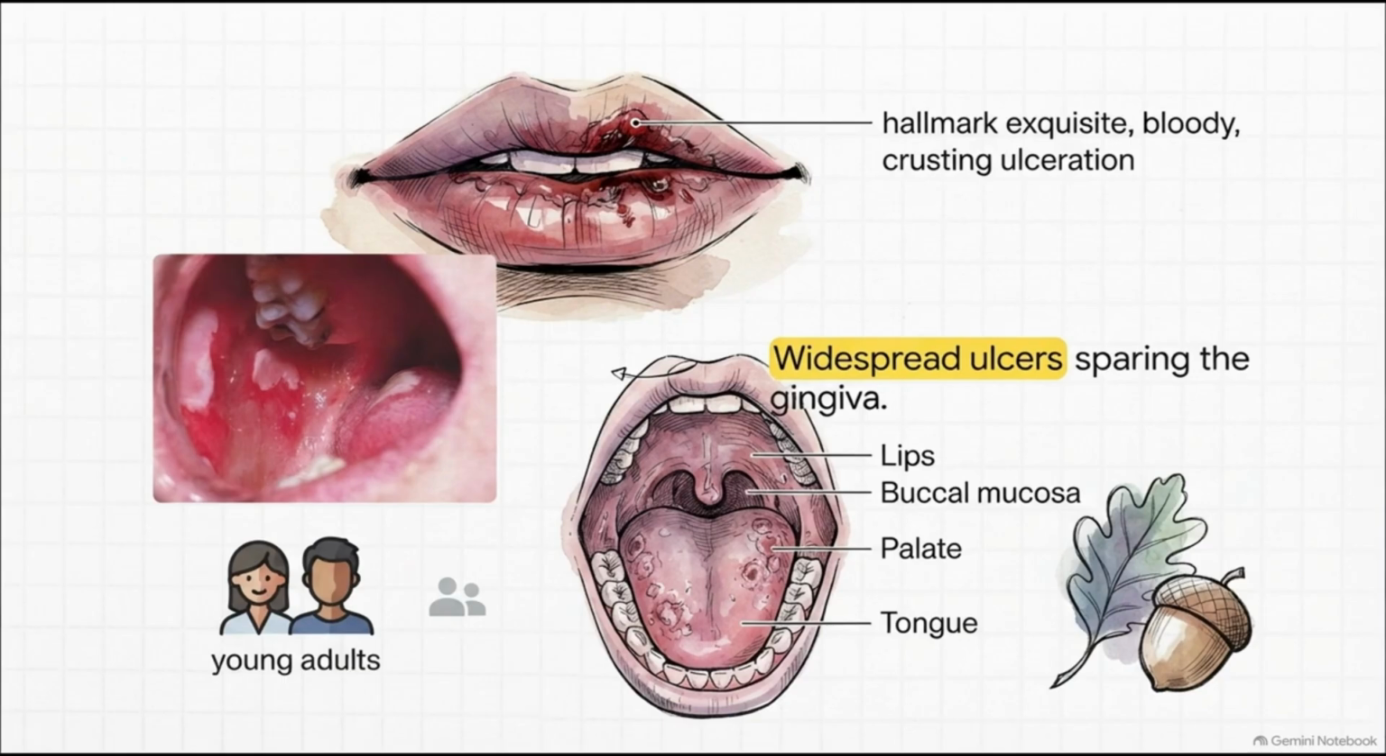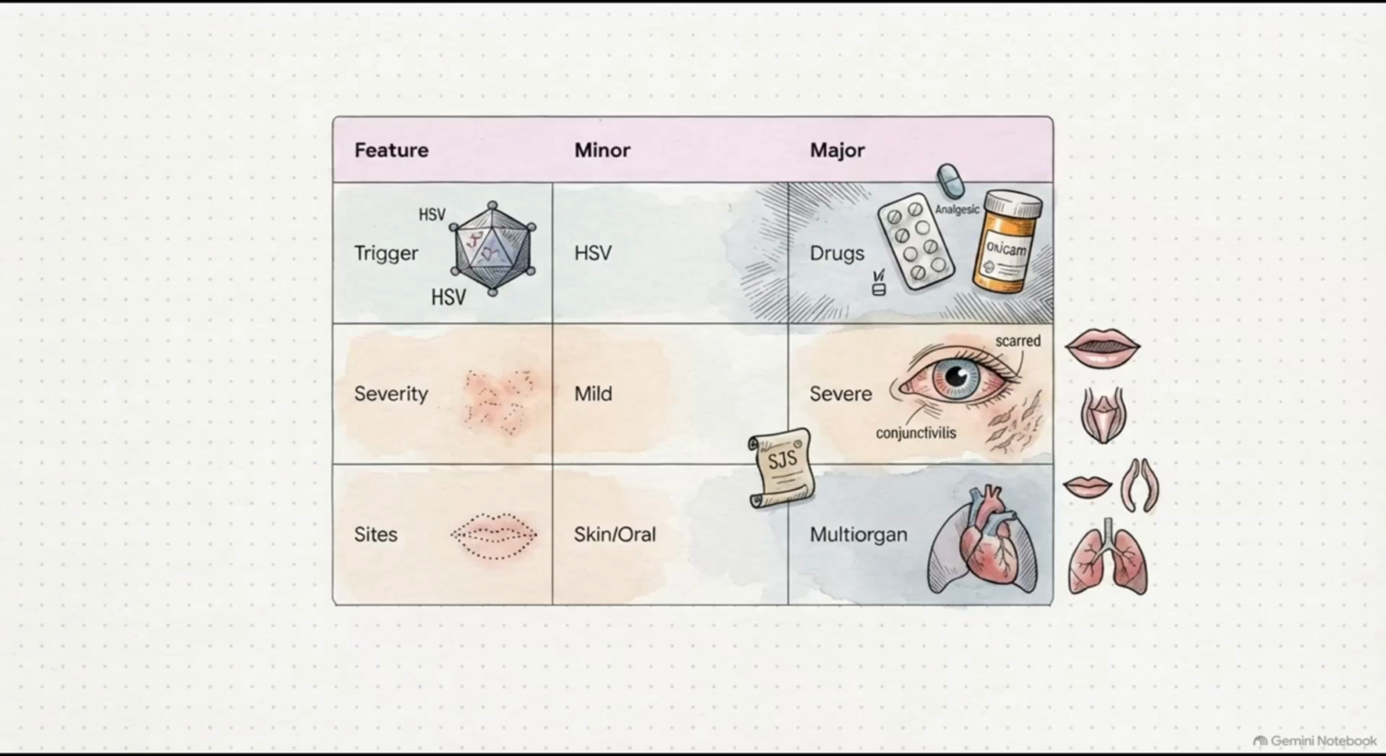Demographically, we are usually looking at young adults. And interestingly, the recurrent cases often flare up specifically in the spring or the fall. When we talk about disease severity, we basically divide erythema multiforme into two main spectrums: minor and major. EM minor is your classic milder form. It's usually triggered by HSV and stays confined to the skin and oral mucosa. EM major, which historically was referred to in its severe form as Stevens-Johnson syndrome, is a totally different beast.